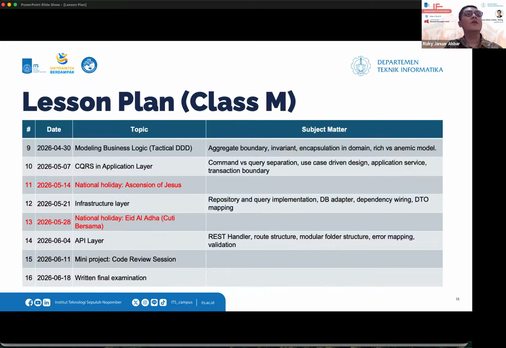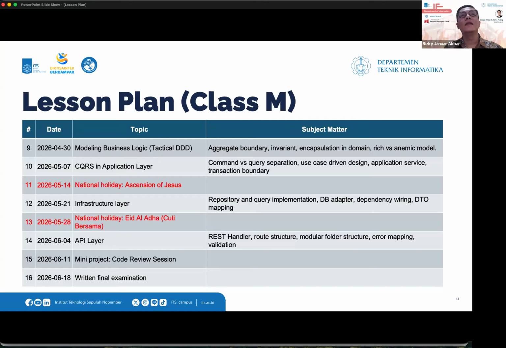And then in week 9, we will implement the business logic, the tactical DDD. We will implement the business logic in the domain layer. You will be introduced to aggregate boundary. So what is aggregate boundary? Invariant, making sure that the invariant is always true.